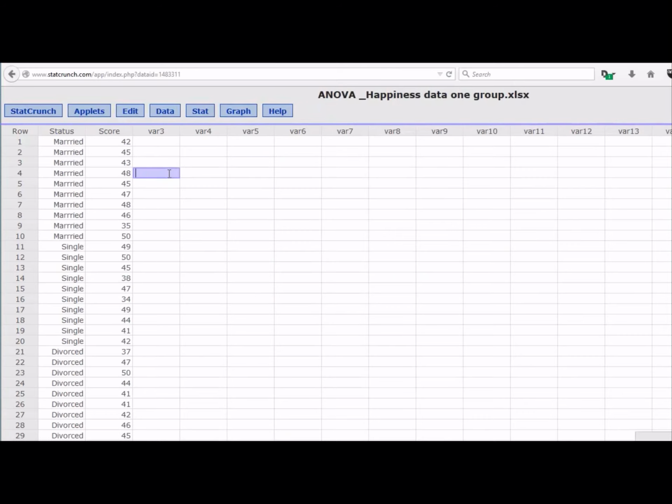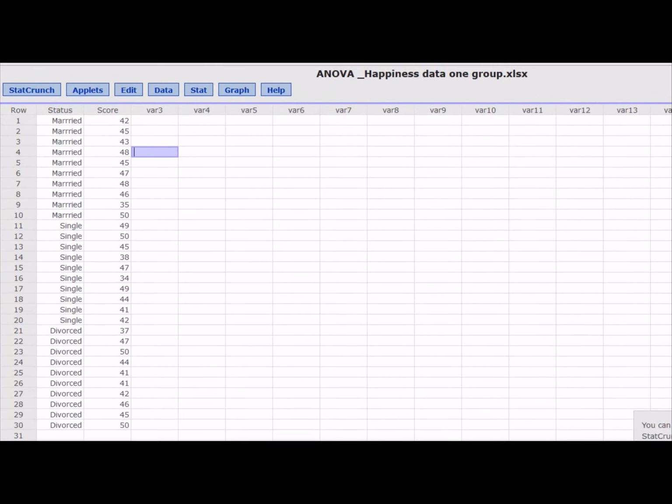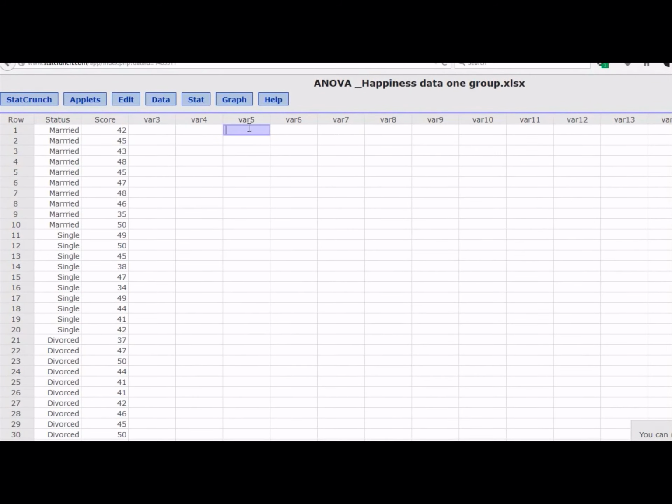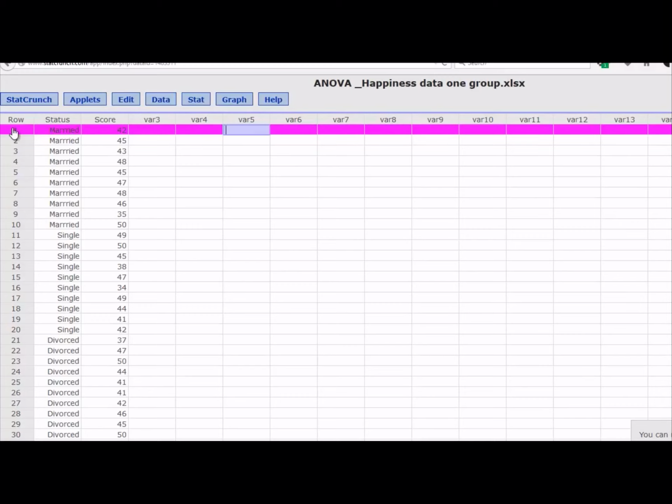Here I've typed it in, but you can pause this program and type these values in. Again, in StatCrunch, when we do raw data, we want each row to be a subject. So you can see the first subject or patient, their independent variable is here, so the group they were in, whether they were married, single, or divorced, and their happiness score. So for example, the first subject was married and had a happiness score of 42.